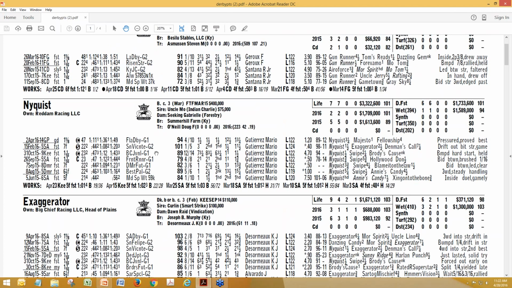No, I like Nyquist. My only concern with Nyquist is that he wants to be close up and how much speed is going to be in the race. It looks like there's not going to be all that much speed, historically speaking, in the Derby. His last race with the inverted C was a very big race. He was on the lead there and fought off pressure.